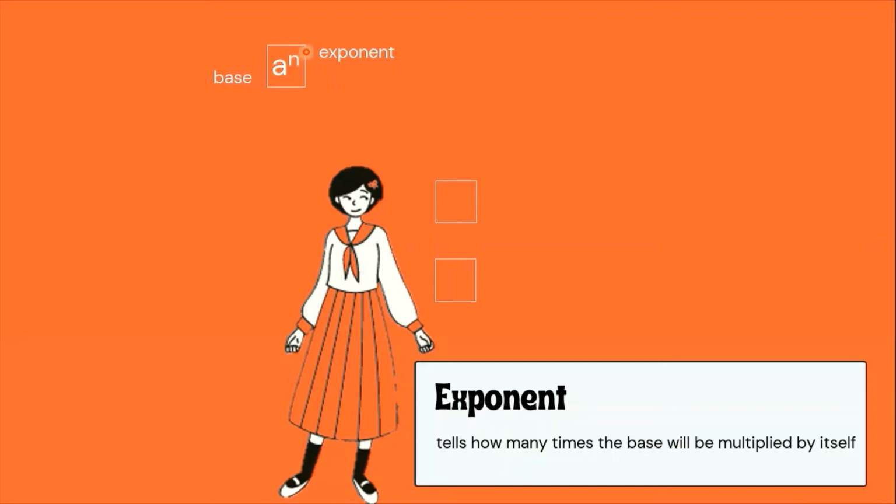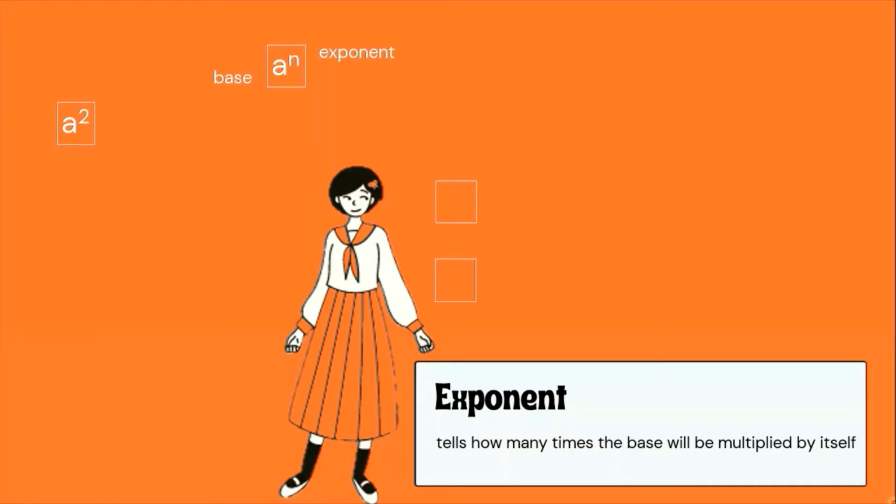Ang exponent ay laging nasa upper right side ng base at ito ay mas maliit ang kanyang sukat compared sa base. And both the variables a and n can be replaced with a constant. Ang exponent ay binabasa ng raised to the power of and then depende doon sa number na pumapalit dito sa n, depende sa constant. Magbigay tayo ng example, a raised to the power of 2 dahil 2 yung ating exponent.